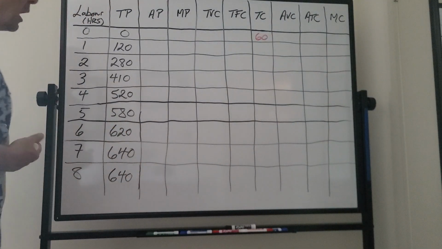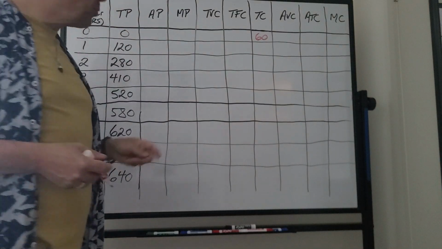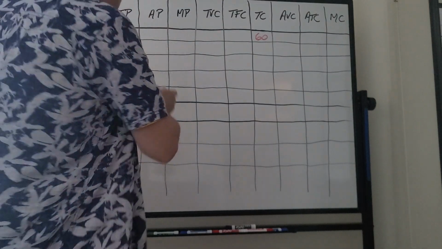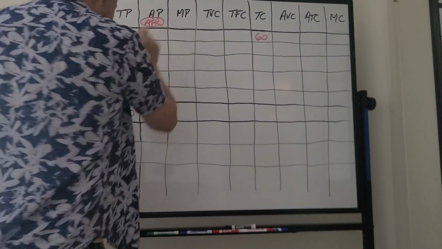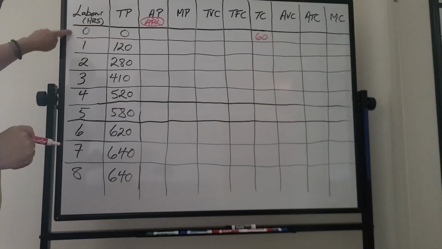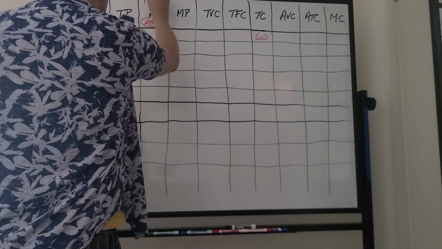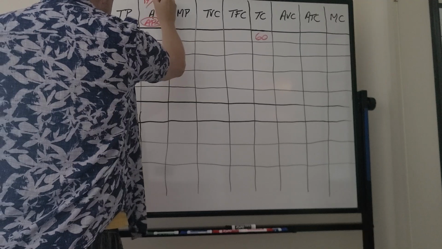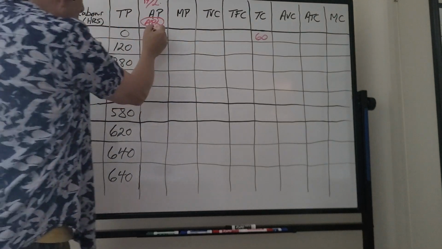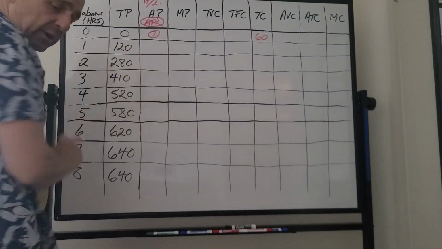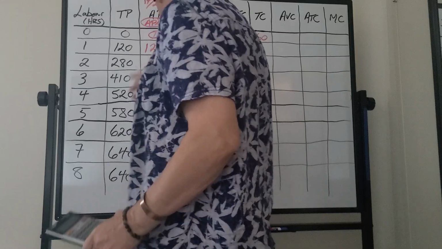So, the average product. How are we going to calculate the average product? What are we talking about when we say average product of labor? On average, what is each labor hour producing for us? So we're going to take the total product, and we're going to divide it by the amount of labor. So here we've got 0 over 0 is 0. 120 divided by 1 is going to give us 120 as our average product.